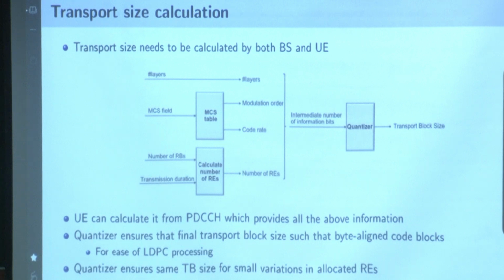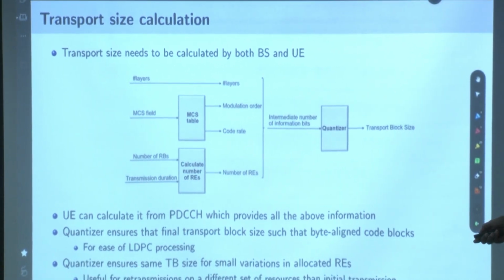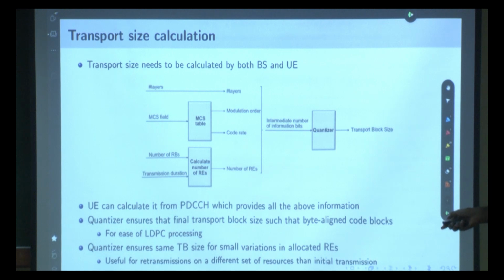So what this quantizer ensures is that it will give you the same transport block size if there is a small variation in allocated REs. That's what it is. So this is useful for retransmission on a different set of resources other than the initial transmission, and the reason for that I just explained. So now these are the two jobs of this quantizer.